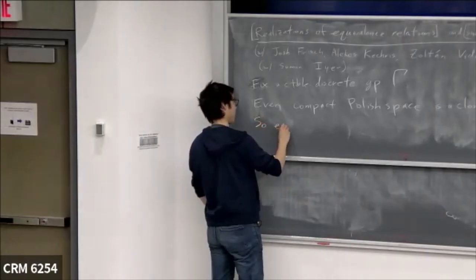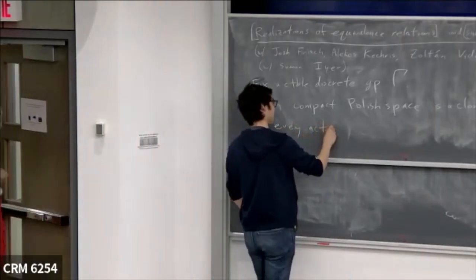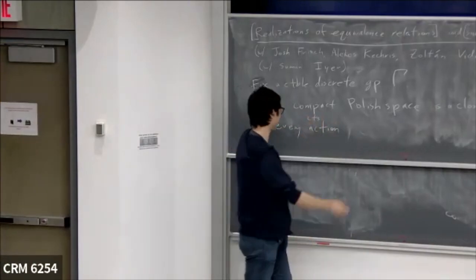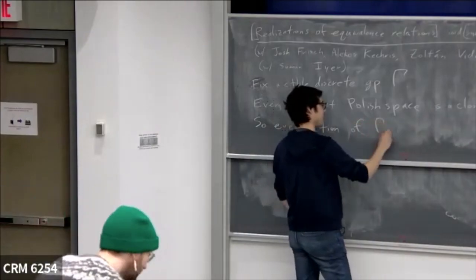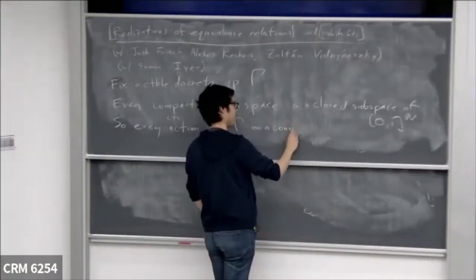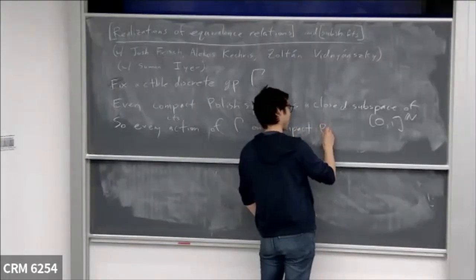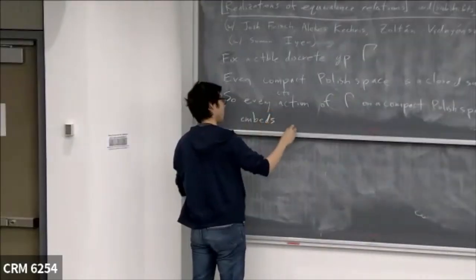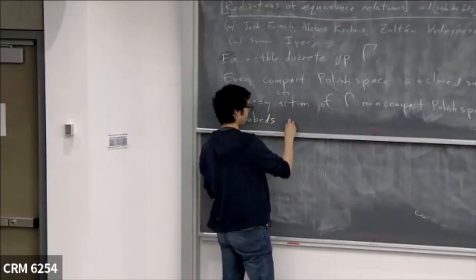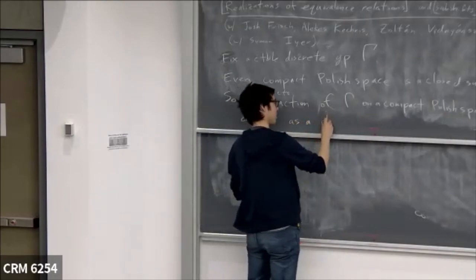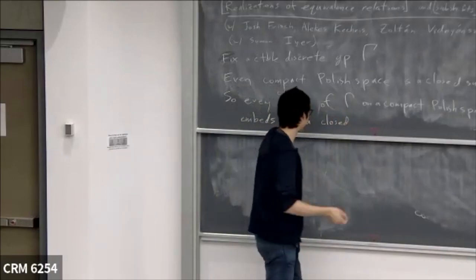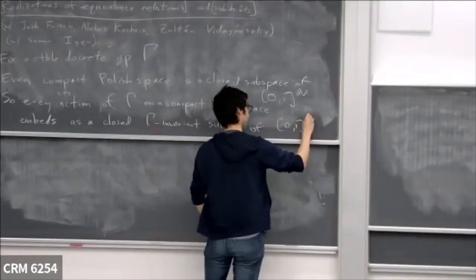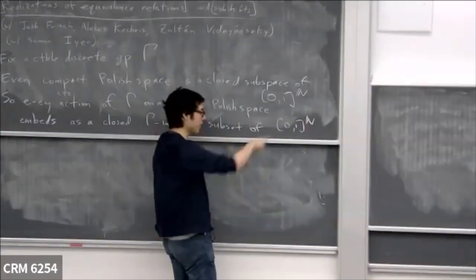So every action, continuous action, every action will be continuous today. So every continuous action of gamma on a compact Polish space, also everything will be Polish, embeds as a closed, that's what's called a subshift. It's a closed gamma invariant subset of 0, 1 to the n. So it's the shift of gamma with this alphabet.